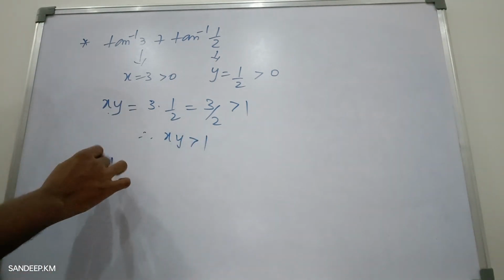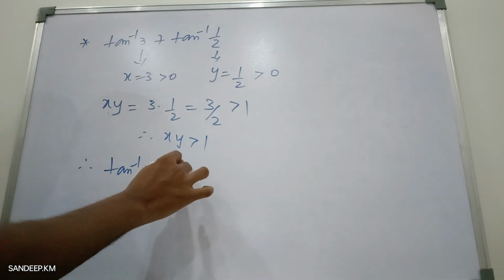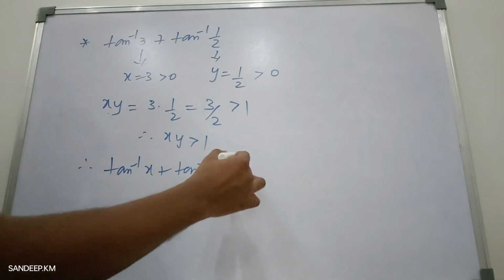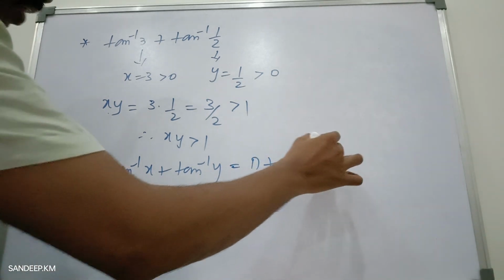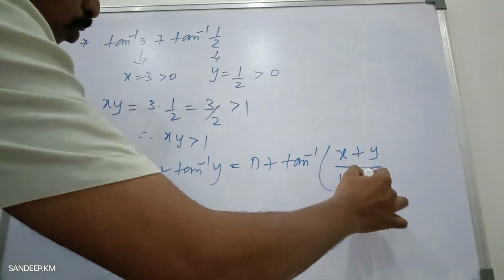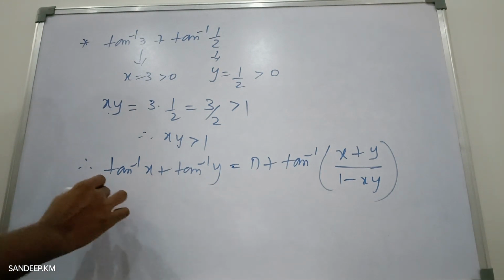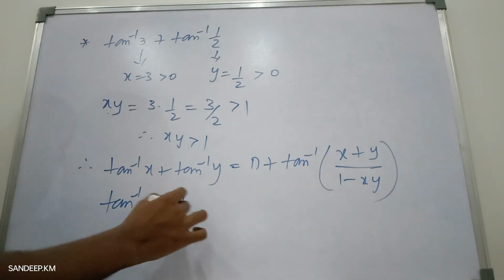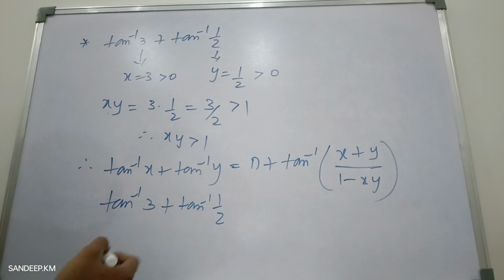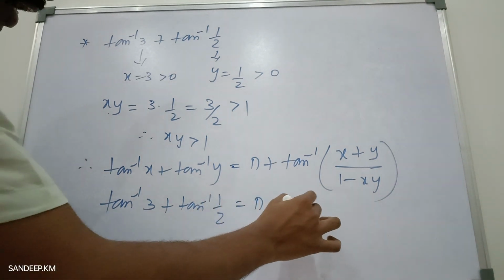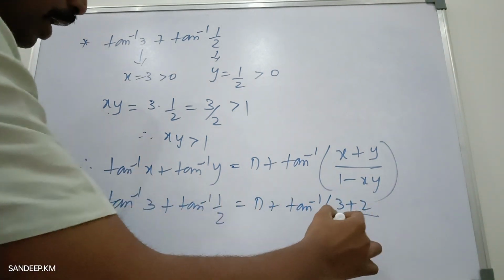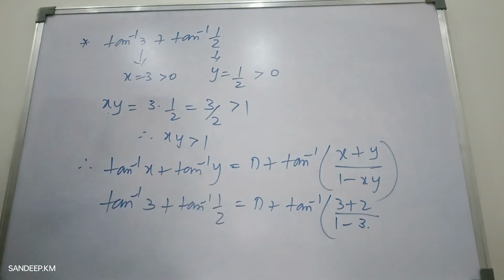So therefore, what is the tan inverse x plus tan inverse y formula? If xy is greater than 1, it is pi plus tan inverse of (x plus y) by (1 minus xy). Therefore, tan inverse 3 plus tan inverse 1 by 2 is equal to pi plus tan inverse of (3 plus 1 by 2) by (1 minus 3 into 1 by 2). x is 3 and y is 1 by 2. So simplify it, what do we get?